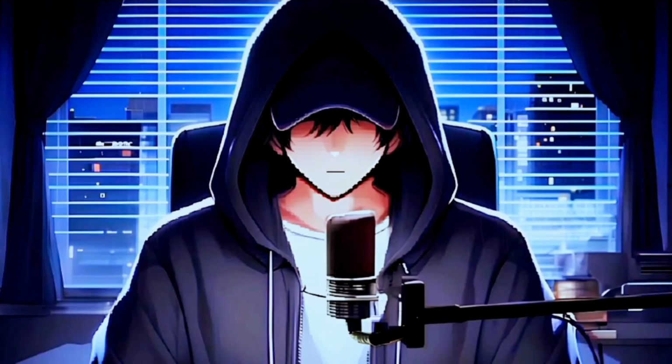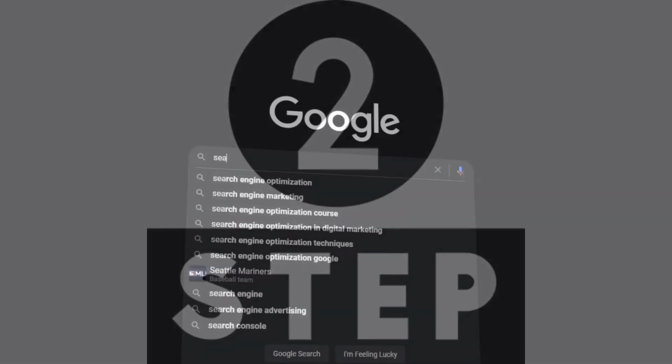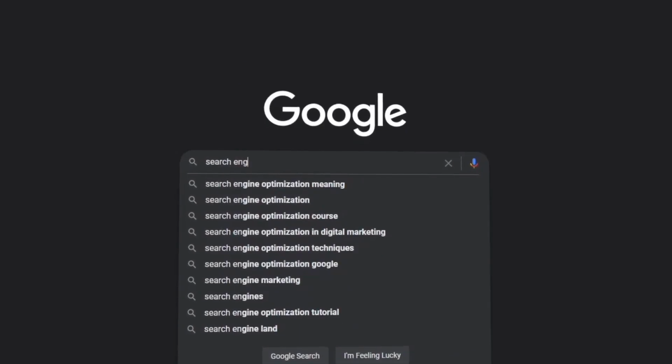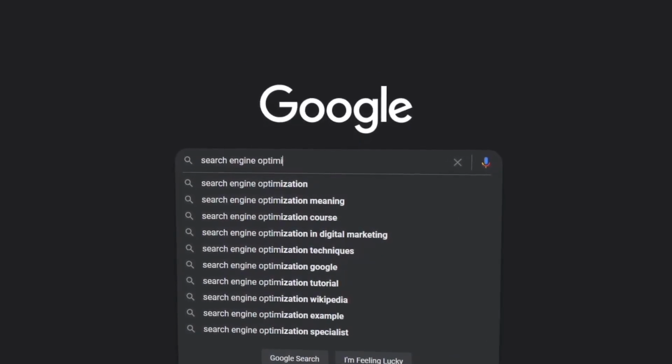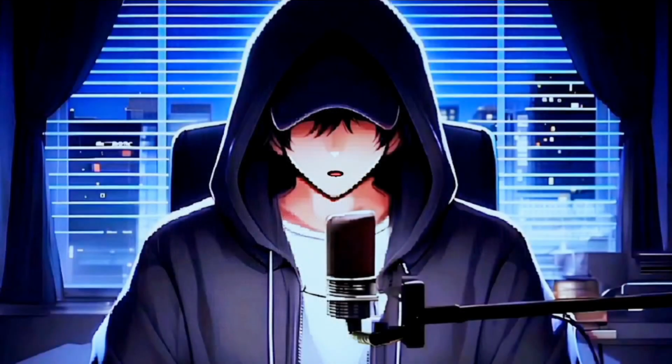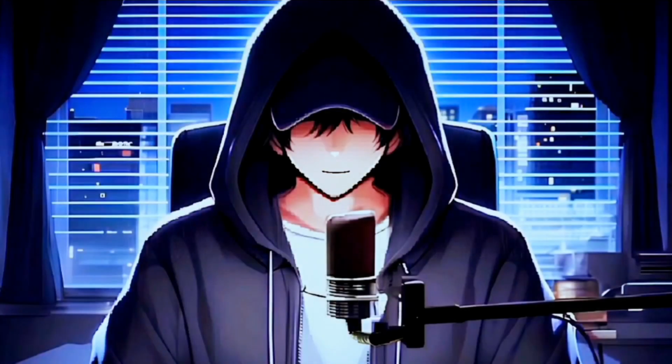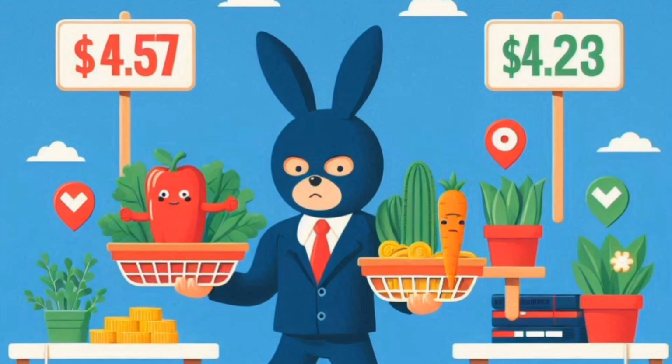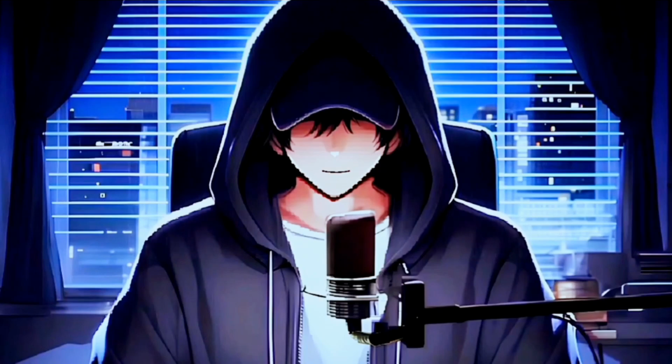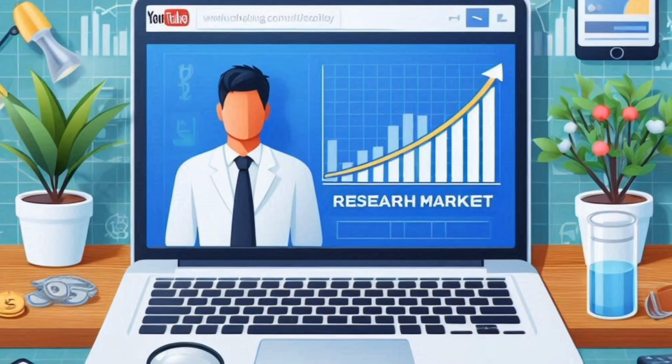Here's how to find your niche. Step 1. Identify your skills and passions. What are you good at? What do you love doing? Step 2. Research market demand. Use tools like Google Trends, Ubersuggest, or Answer the Public to find trending topics in your area of expertise. Step 3. Analyze your competition. Study what other creators in your niche are offering and identify gaps you can fill. Pro tip: don't try to cater to everyone. Focus on a small, specific audience for better results.